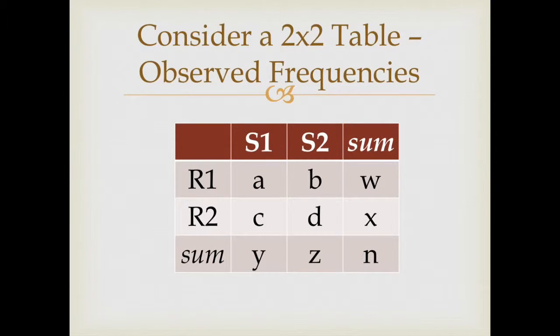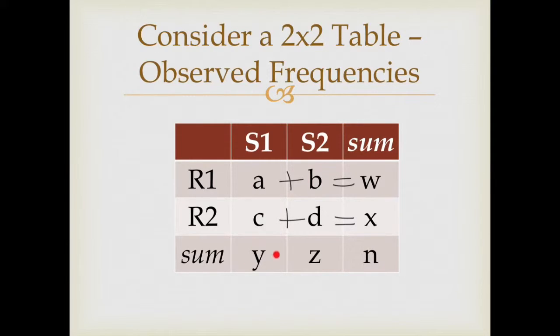For a chi-squared test, your data is going to be organized into a table where you have rows and you have columns. So looking at our information here, we have two rows and we have two columns. A, B, C, and D represent the actual observed data, the numbers you're given. W is the sum for the first row, so we could say that A plus B equals W. X is the sum of the second row, so we could also say that C plus D is equal to X.